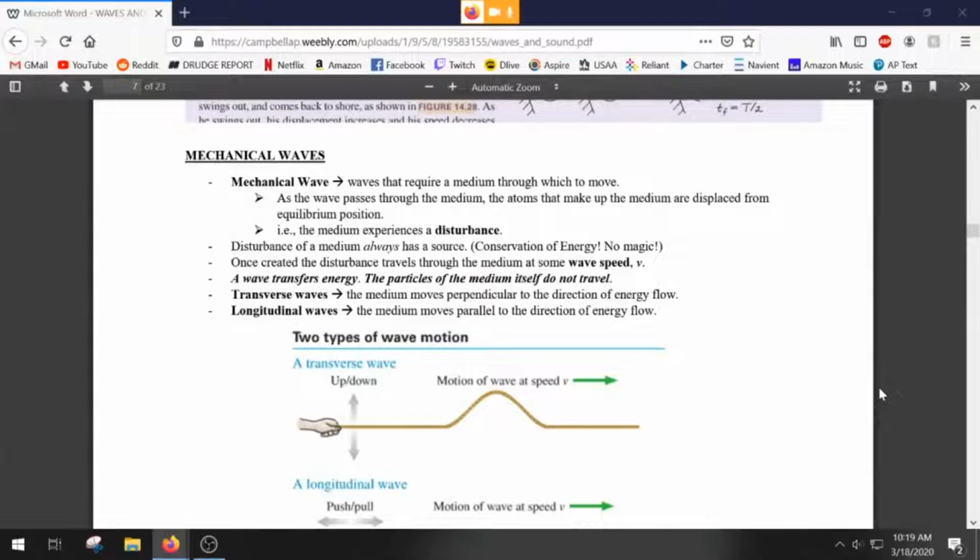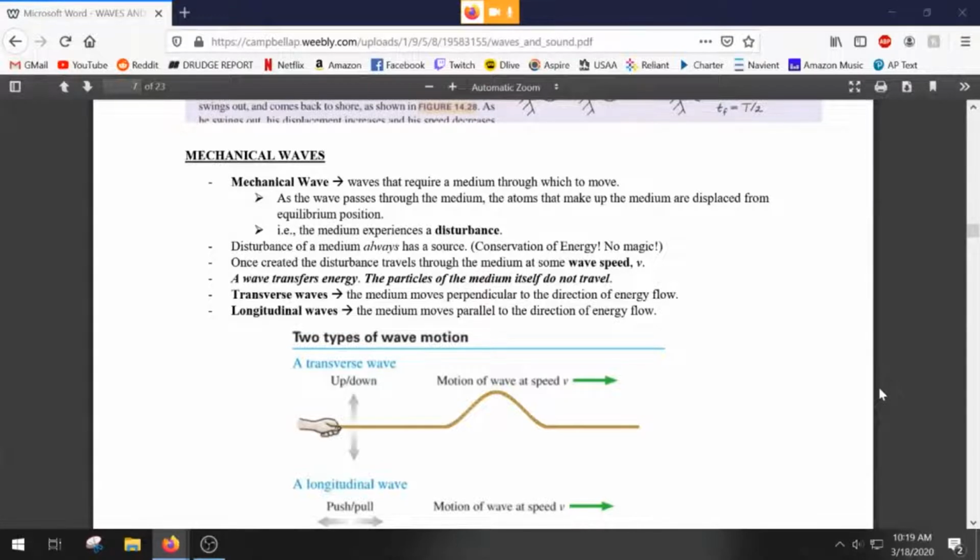So for instance, if we're talking about sound, sound travels a lot faster in ground than it does in air. If we're talking about waves on a string, it's going to depend on things like tension, the density of the string, things like that. So it's all dependent on the medium.